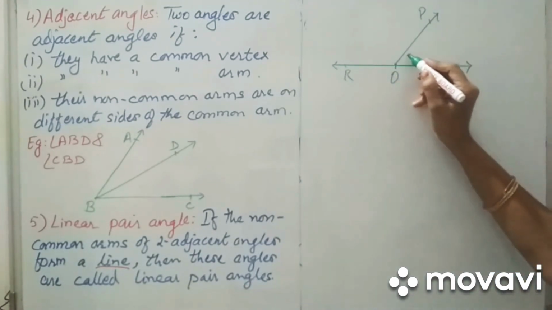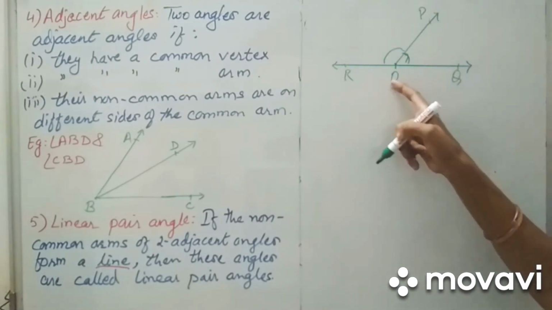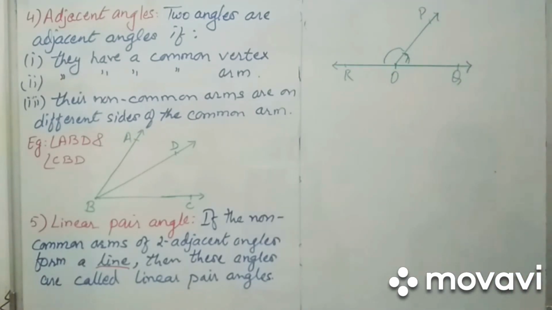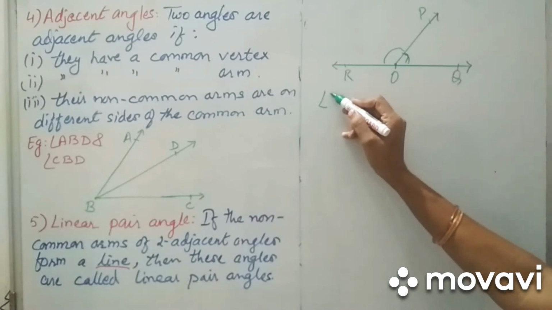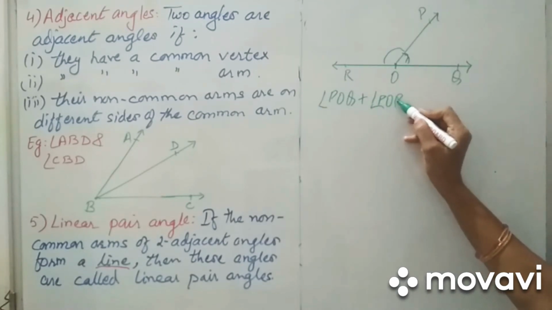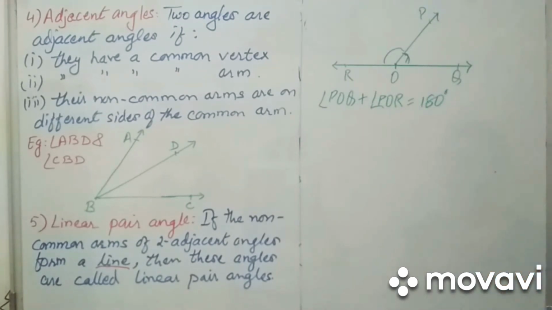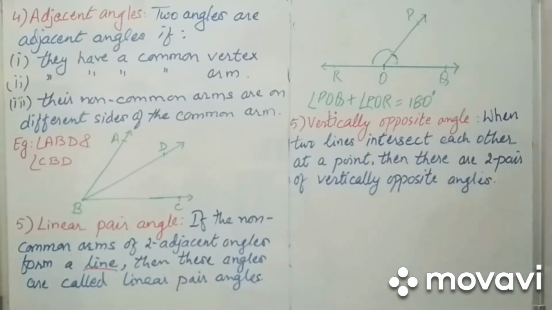So you can see angle POQ plus angle POR give us a straight line. Then it is known as a linear pair angle. Also, the addition of these is 180 degrees as it forms a straight line. A straight line angle measurement is 180 degrees. So linear pair angles always give you 180 degrees.